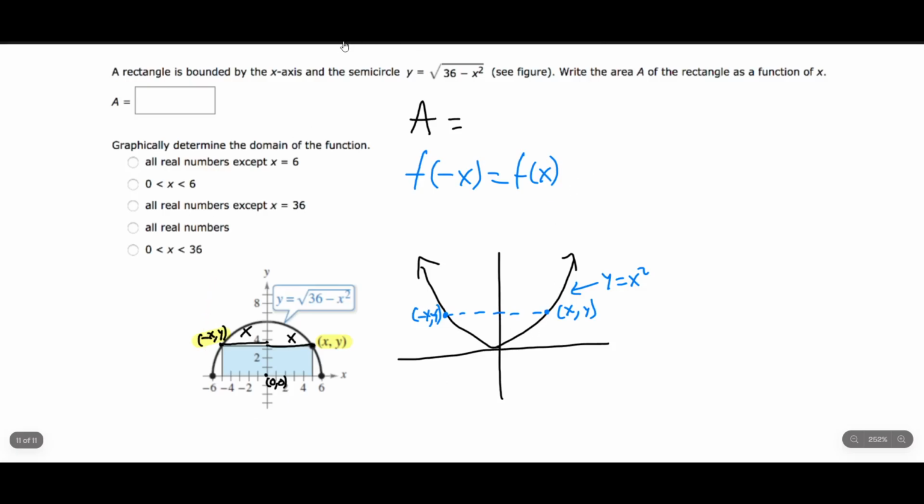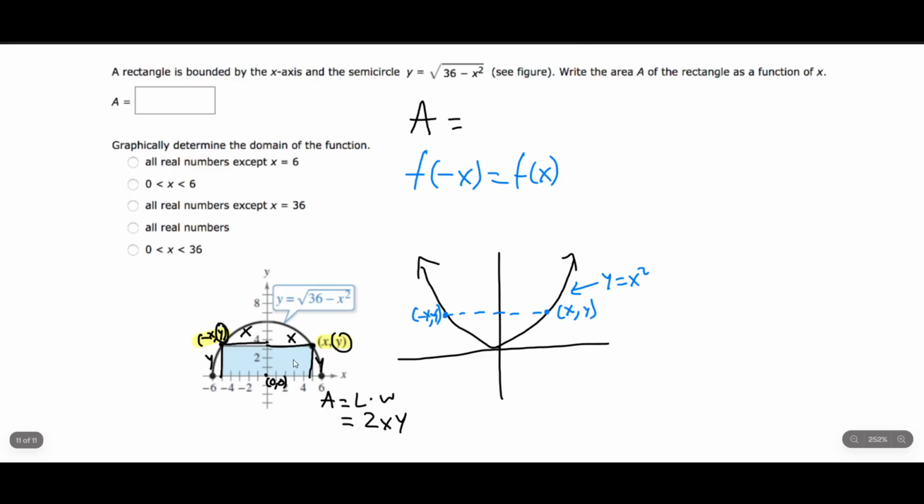And of course, this vertical distance is just y regardless. Let me use a black pen here. This will be y, because the y is unchanged. This will always be y. So this vertical distance here is y. To find the area of the rectangle, I'm just going to call y the width, and the length is 2x. So area equals length times width, which would equal 2xy. Are we done yet?